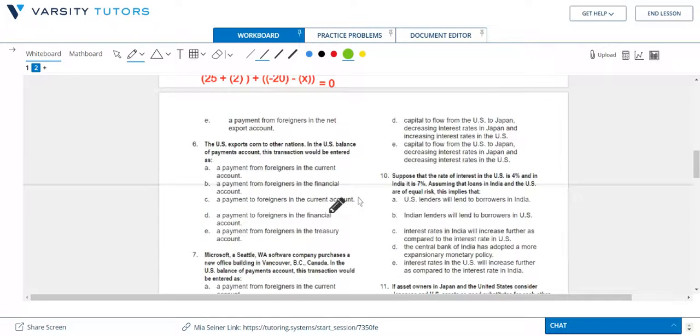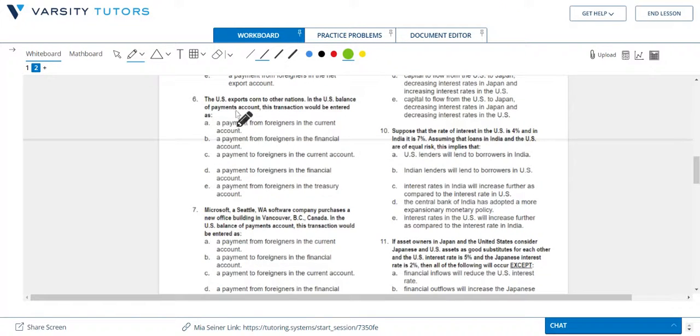Let's take that another step further and try number 6. The US exports corn. Well, that corn was the immediate giveaway that it's current. There's no such, I don't even know what that answer is. So that has to be current. Then it's asking us for the US balance of payments. Well, if we're giving corn to other people, people are paying us. So we're getting money from foreigners and it's going into our current account.